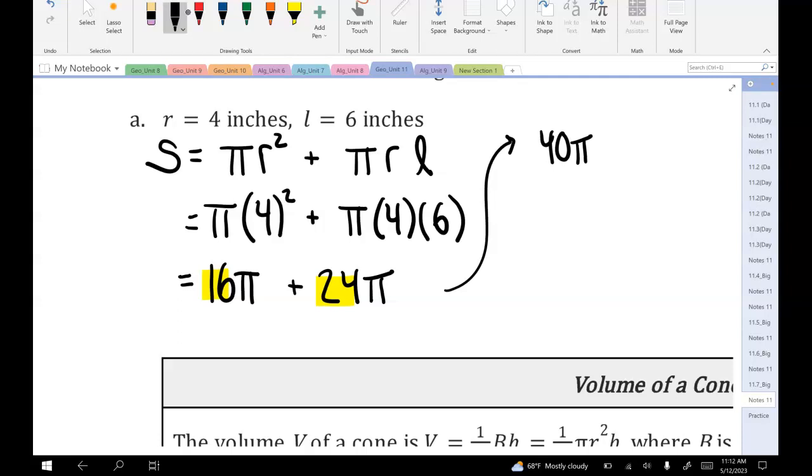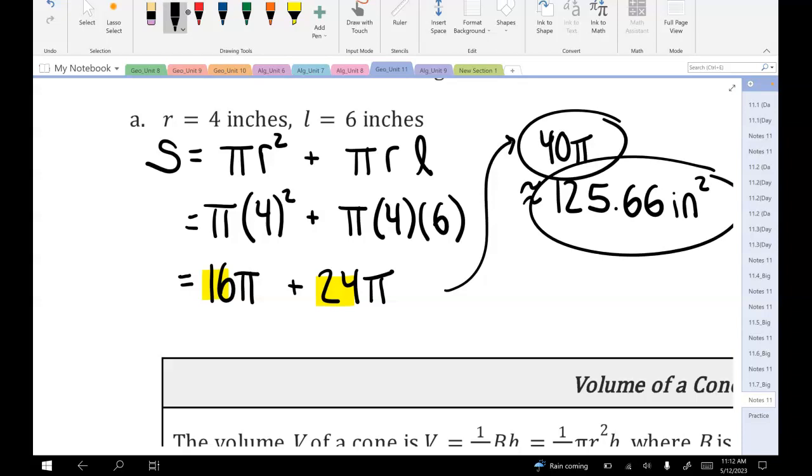But on Big Ideas, they always want it rounded to the nearest hundredth. So then on your calculator, you just do 40 pi, which is 125.66. And now you have to remember we're talking about area, so units are important. Since area is units squared, this would be inches squared. So both of these would be good answers depending on what it's asking for.